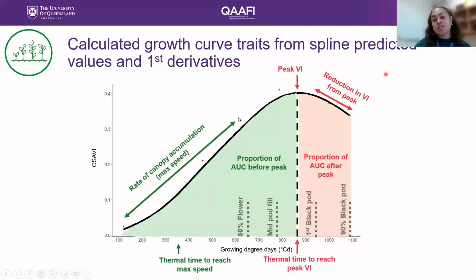And then we have our senescence traits. So we have our peak vegetative index, and when it reaches that peak, we have the proportion of area under the curve after the peak, as well as how much reduction in the vegetative index from this peak to 90% black pod. So there's a range of components that we can start analyzing and dissecting in order to see whether there are particular traits of interest that we might want to consider when trying to improve mungbean productivity.